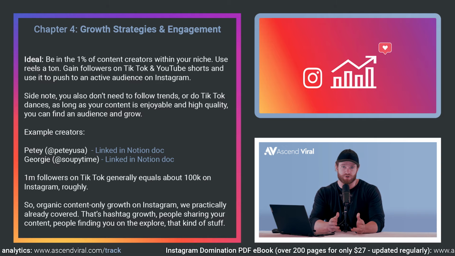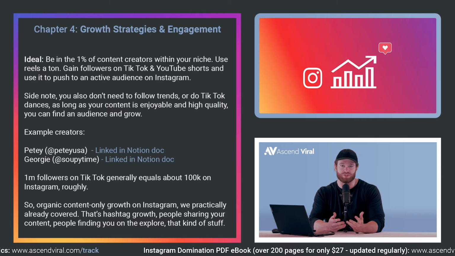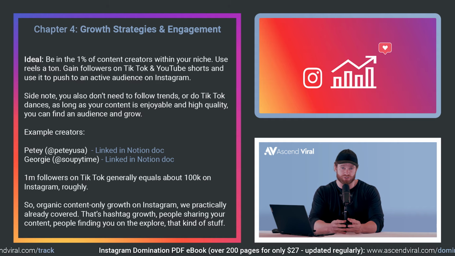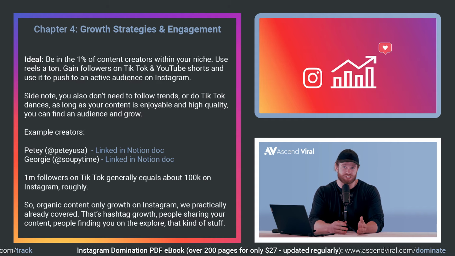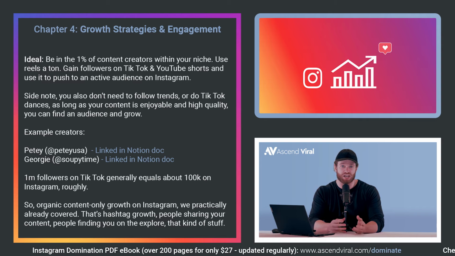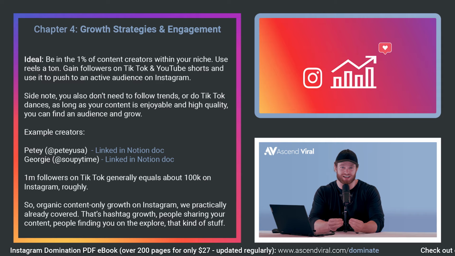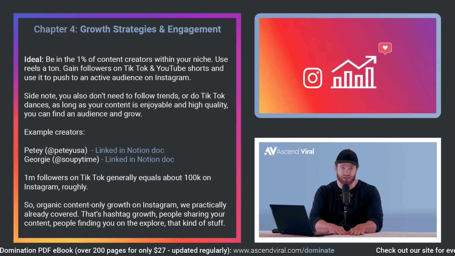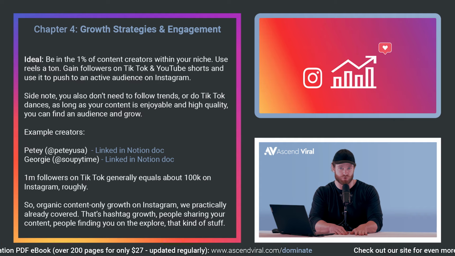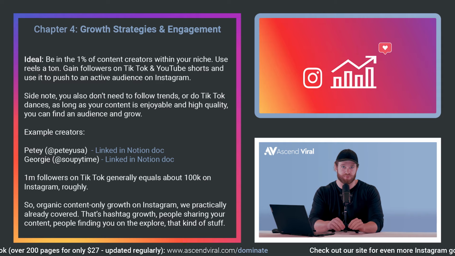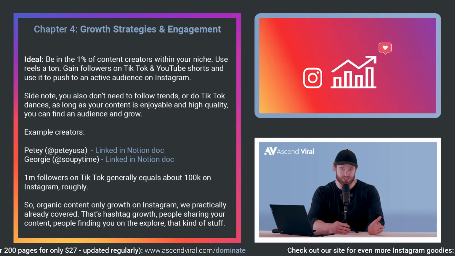So as we've already covered, the best way to grow on Instagram is be in the 1% of content creators within your niche. Use Reels a ton. Gain followers on TikTok and use it to push to an active audience on Instagram. If you wanted to gain 100K followers and you were an excellent content creator, that's the strategy. Post daily on TikTok and double dip that content on Reels and TikTok and YouTube Shorts, and technically triple dip, and push all that traffic to Instagram.